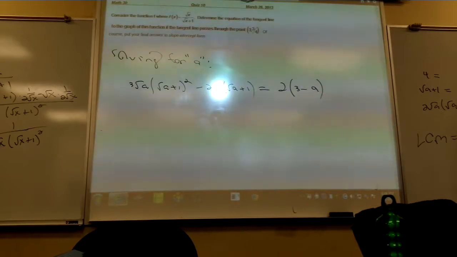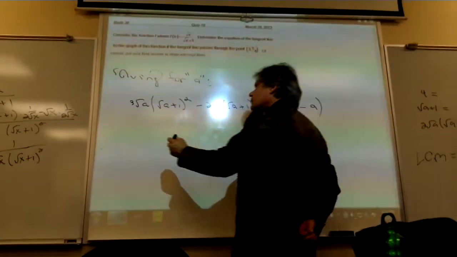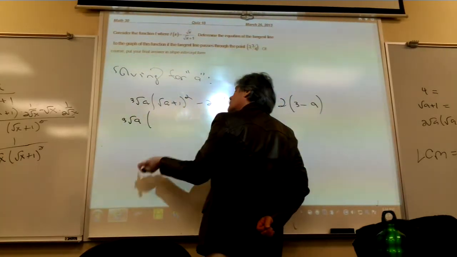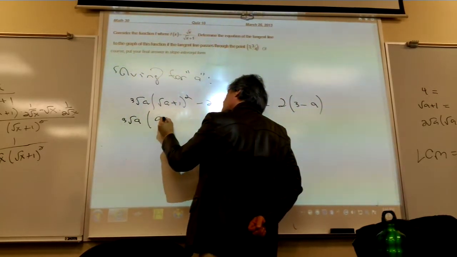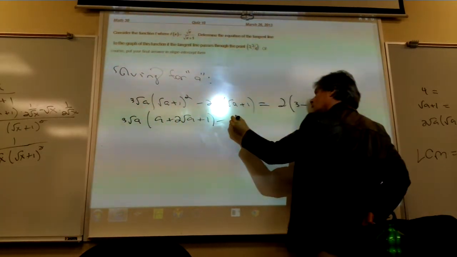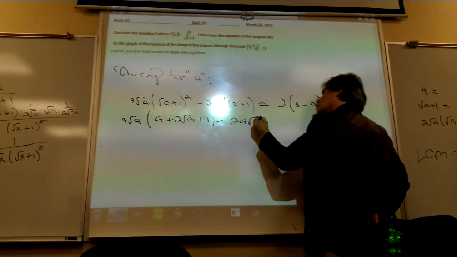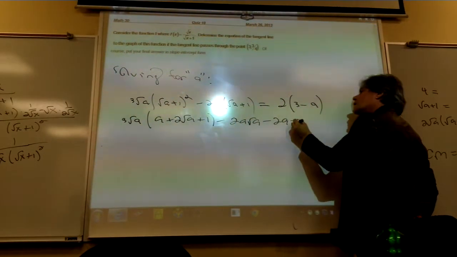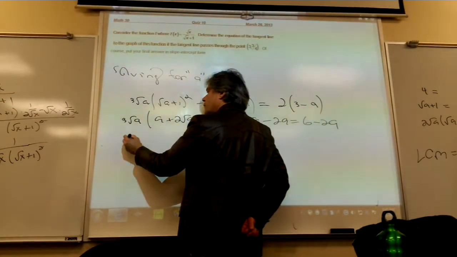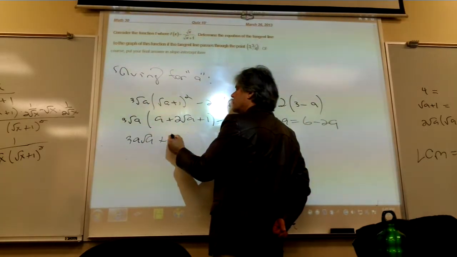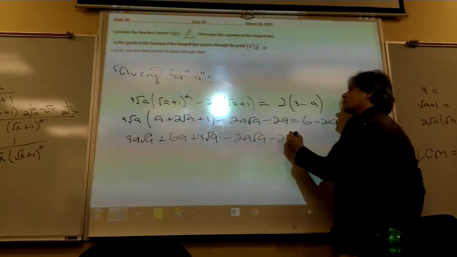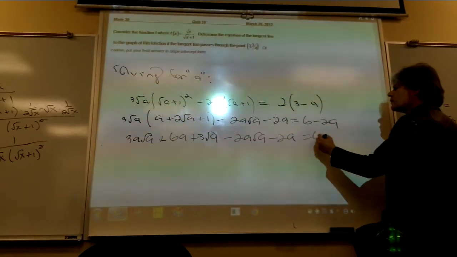So, next, I will remove parentheses as best as I can. Oh, shoot, maybe I can't over here yet. Expanding the binomial squared, what do you think? a plus 2 root a plus 1, minus 2a root a, minus 2a, is equal to 6 minus 2a. And if I continue to remove parentheses, I'm left with 3a root a plus 6a plus 3 root a minus 2a root a minus 2a. Is that equal to 6 minus 2a?